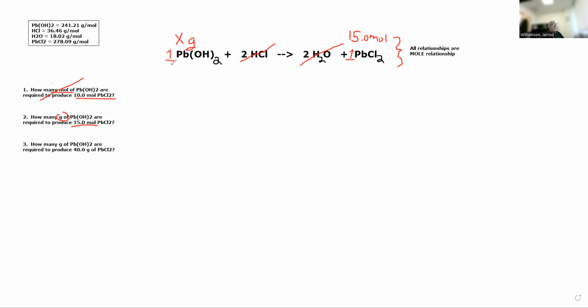Well, this is still 1 mole underneath, and this is still 1 mole underneath. And since I have moles on top, I can leave this moles underneath here. But this is moles underneath here, but I need it to be in grams because this is in grams. What am I going to do?